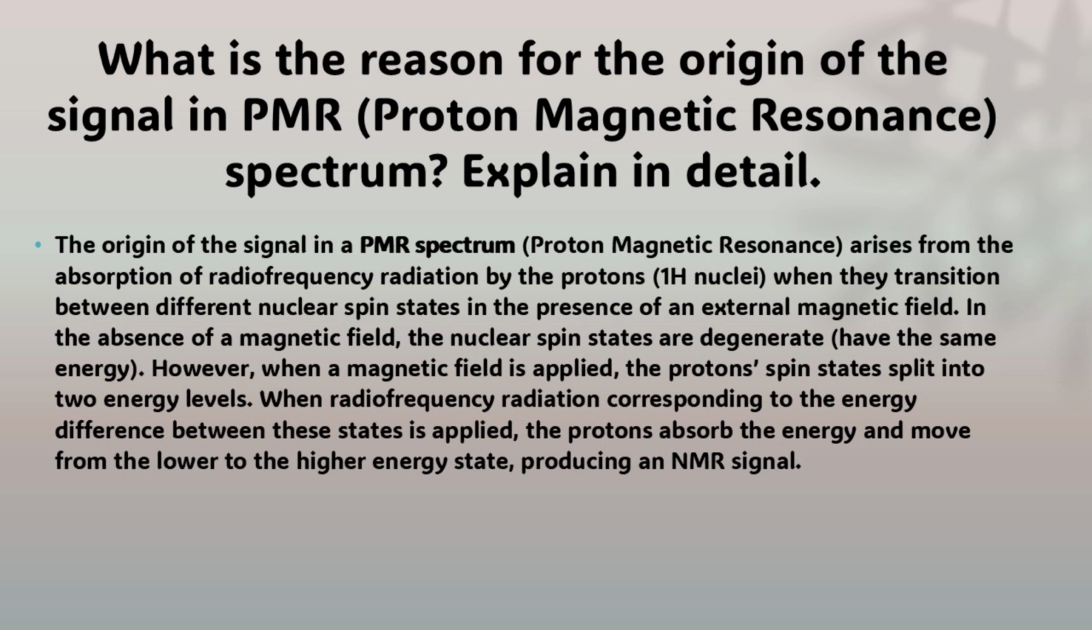In the absence of a magnetic field, the nuclear spin states are degenerate, that is, they have the same energy. However, when a magnetic field is applied, the proton's spin states split into two energy levels. When radiofrequency radiation corresponding to the energy difference between these states is applied, the protons absorb the energy and move from the lower energy state to the higher energy state, producing an NMR signal.